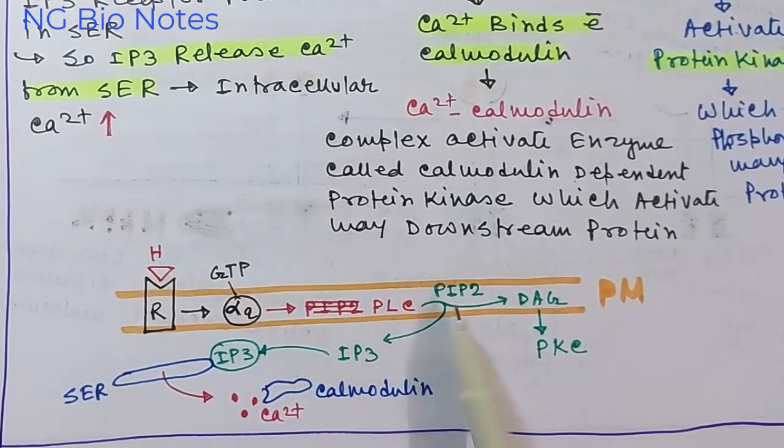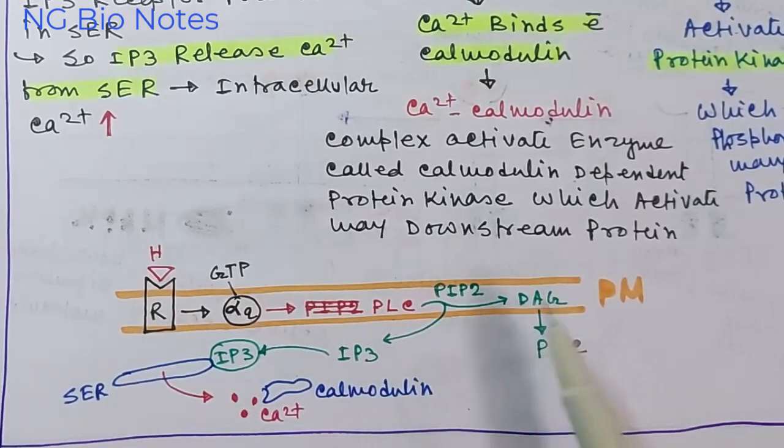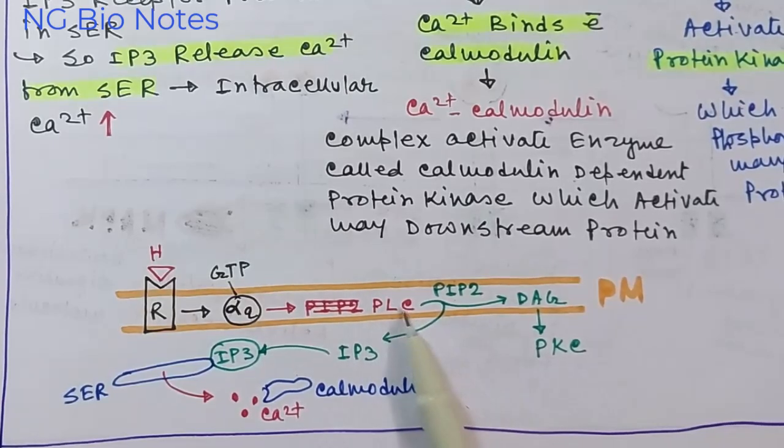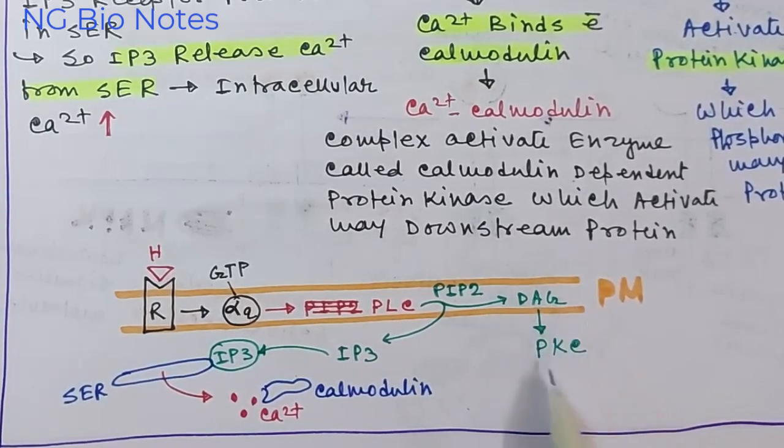Then this phospholipase C cleaves a plasma membrane lipid, PIP2 or phosphatidyl inositol 4,5 bisphosphate, and after splitting, this PIP2 is converted into IP3 or inositol 1,4,5 triphosphate and diacylglycerol. Now, this diacylglycerol activates protein kinase C, but in case of group A hormone, adenylyl cyclase activates protein kinase A via cyclic AMP, but this DAG, which is a type of second messenger, will activate another protein kinase, which is protein kinase C.